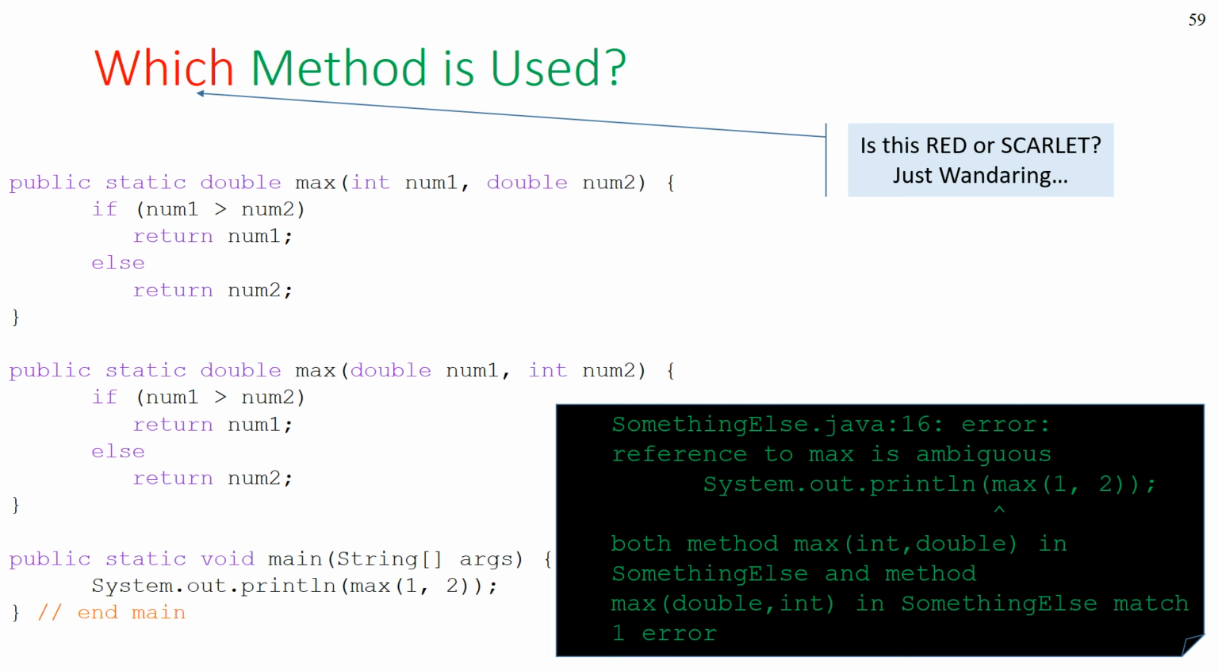So why can't I just convert 1 and 2? We know how to do typecasting, right? Java does implicit typecasting. So 1 and 2 are int.